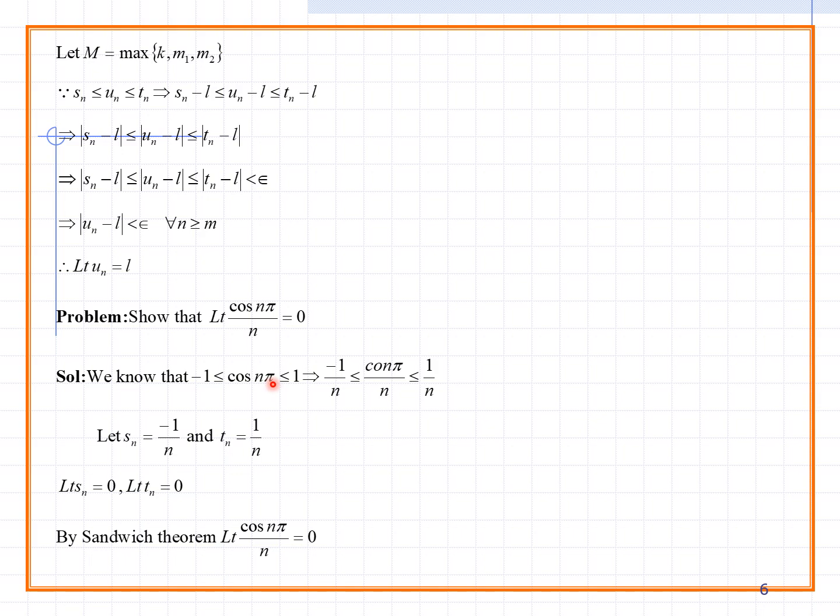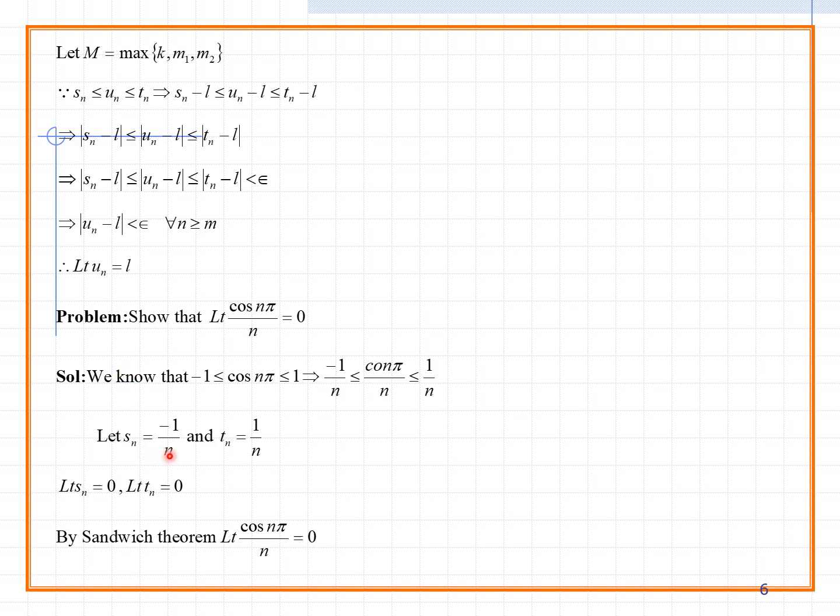You can put n equal to 1, you get minus 1; n equal to 2, and so on, like minus 1 power n. So I can apply the 1 by n: minus 1 by n is less than or equal to cos n pi by n, which is less than or equal to 1 by n. I can treat minus 1 by n as Sn and 1 by n as Tn. So limit Sn equals 0, limit Tn equals 0. By the sandwich theorem, cos n pi by n is also 0.